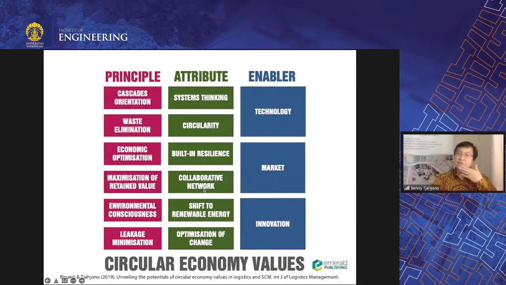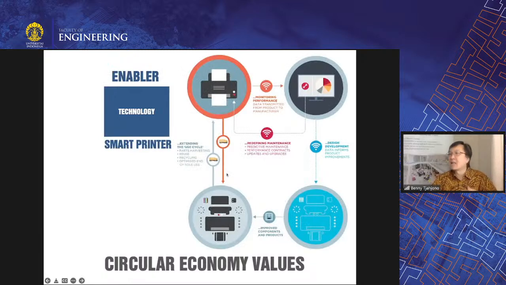Finally, enablers. An example of enablers is technologies. In order for us to implement circular economy, we need technologies. For instance, if we want to extend the life of these printers, then we need to be able to sense, or know, when the printer is likely to be serviced.